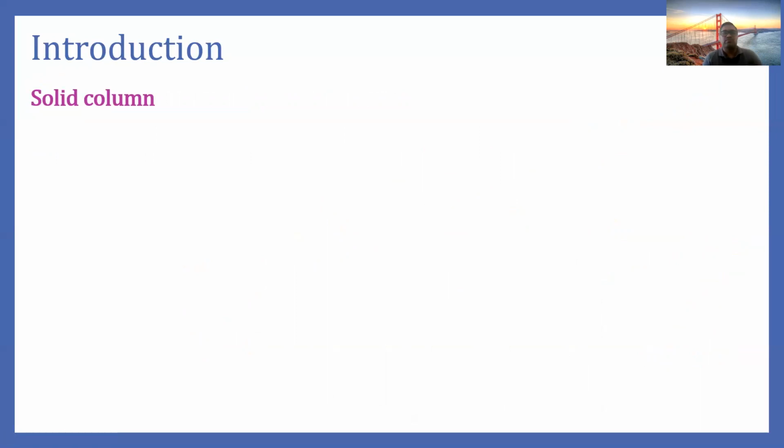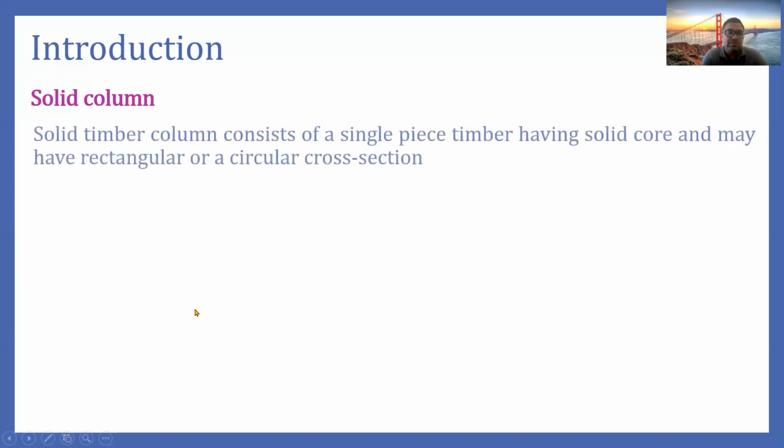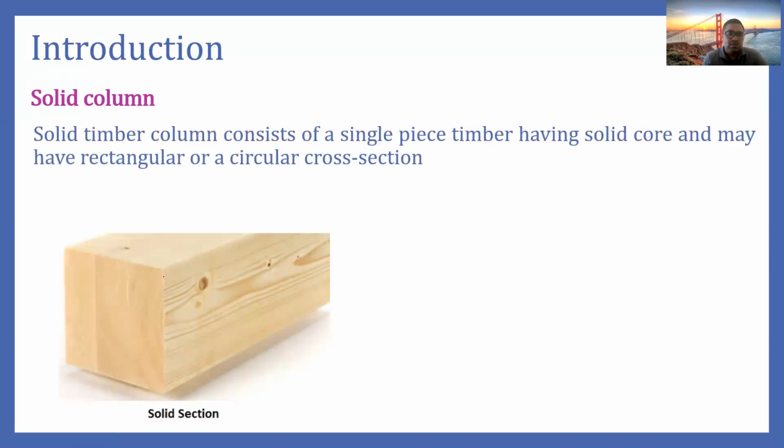Now coming to the solid column. Basically, in the timber column category, we have solid column or built up column. If the column is a single piece of timber, then we call it a solid column. Here you can see this is a solid section, so we can name it a solid column. And if the column is built with two or more timber sections, in that case we call it a built up column. In the next lecture we will design built up column. So here we are talking about the solid column only, in which we are taking only a single piece of timber which has a solid core.